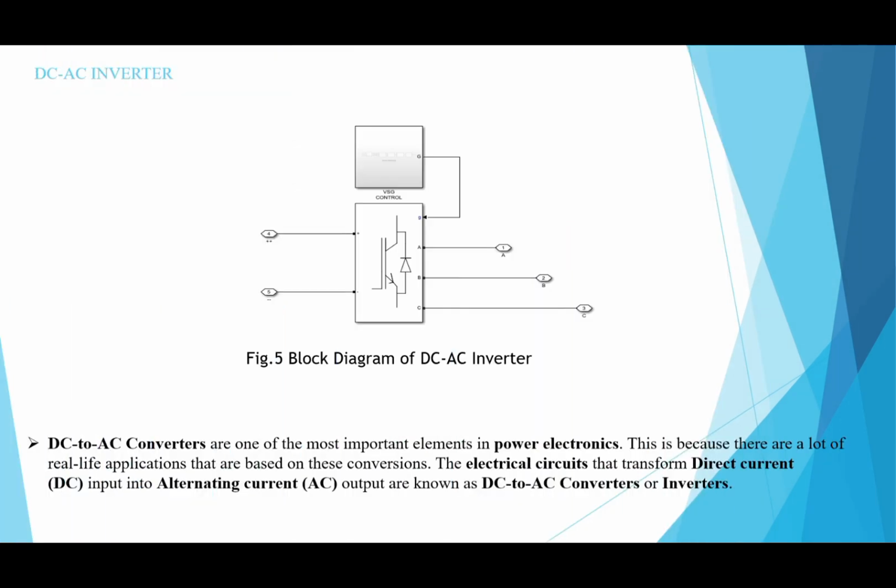DC to AC inverter. Here we use the universal diode. DC to AC converters are one of the most important elements in power electronics. This is because there are a lot of real life applications that are based on these conversions. The electrical circuits that transform direct current DC input into alternating current AC output are known as DC to AC converters or inverters.